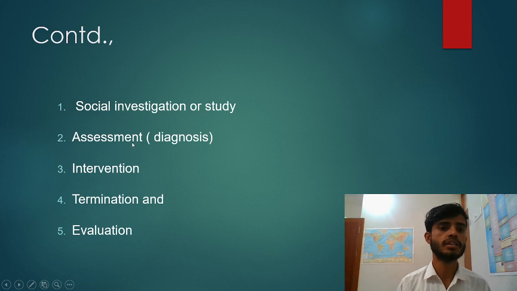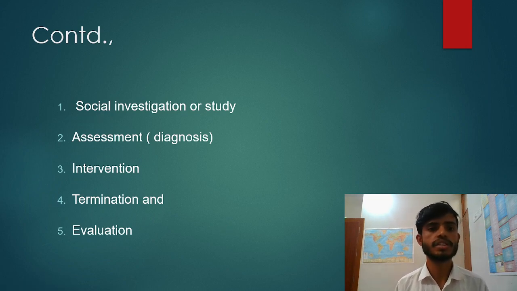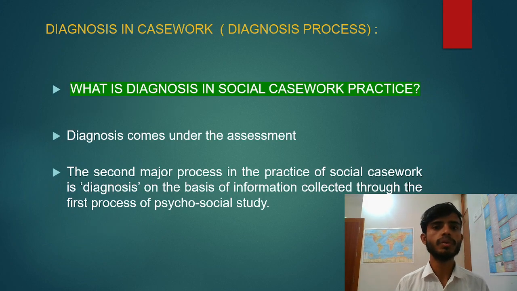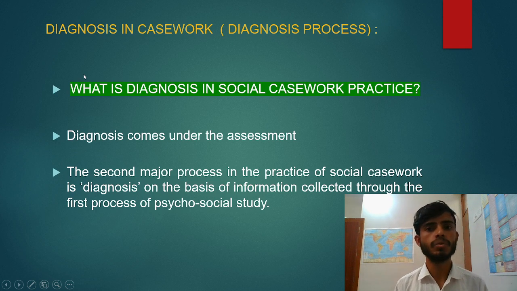Let's look at them. The first is social investigation, which is also called study. Second is assessment, which is also called diagnosis. Third is intervention. Fourth is termination. Fifth is evaluation. Here we will understand the second process of social casework, that is called diagnosis.